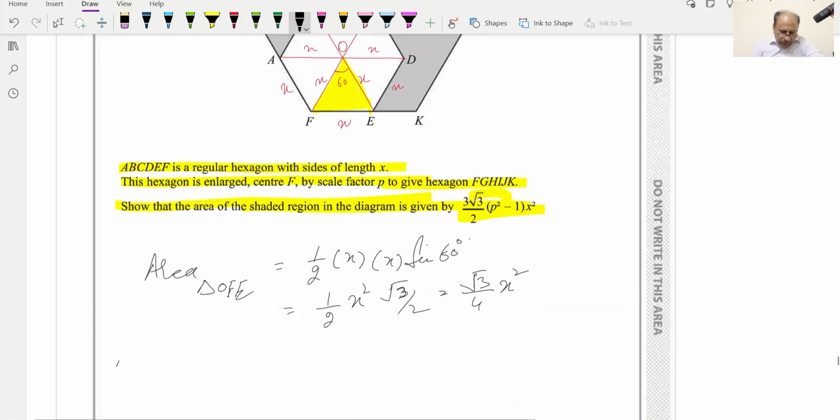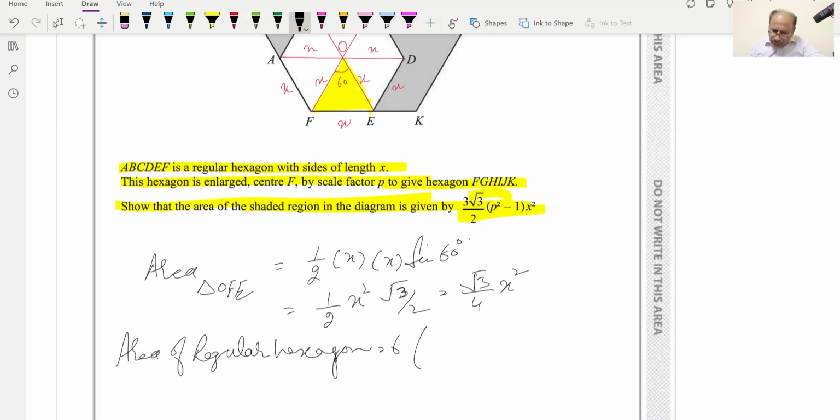So the area of the regular hexagon will be equal to 6 times this one, under root 3 by 4 x squared, and we can cancel. 2 2s are 4, 2 3s are 6, and the area will be equal to 3 under root 3 by 2, times x squared, and this will be the area of this.